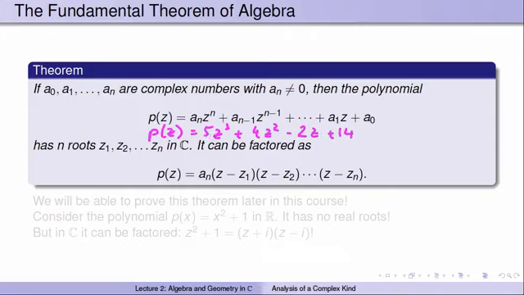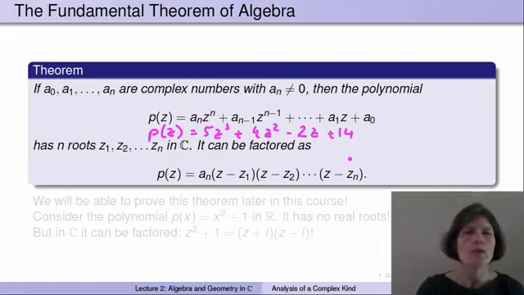So in this case, 3 would be the largest n that we have here, so a3 would be 5, a2 is 4, a1 is negative 2, and a0 is 14. So this is called a degree 3 polynomial, and this theorem says that such a polynomial has n roots, so in this case 3 roots in C, so 3 z's for which p of z is equal to 0. And it can be factored as an times z minus the first root, z minus the second root, and so forth. We'll be able to prove this theorem later on in this course.